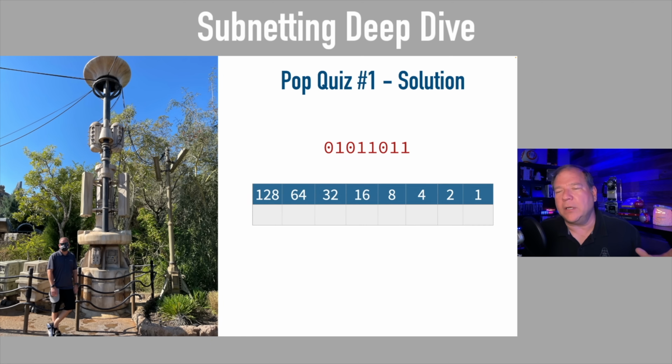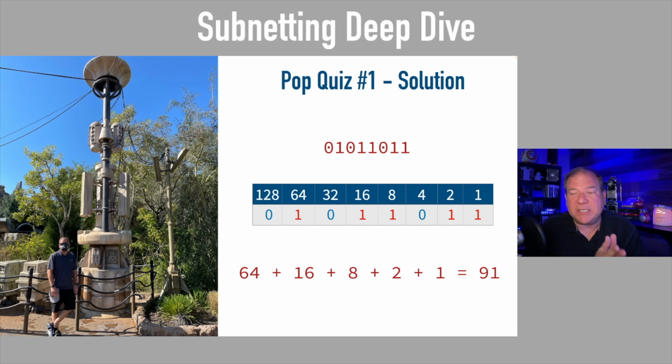What I'm assuming David did is he took this 8-column table and put the binary bits into that table and just added up the column headings for all the columns that had a 1 in them. 64 plus 16 plus 8 plus 2 plus 1, that equals 91.